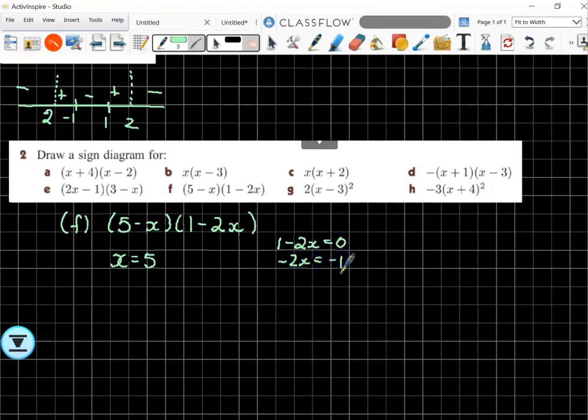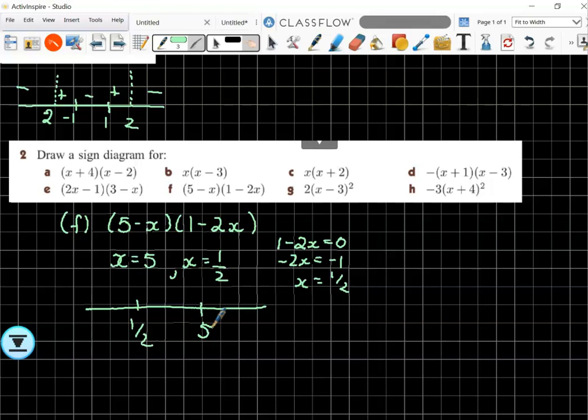The -1 goes on the other side. How do I get rid of a times -2? Divide. So we get x is 1/2. Number line. We pop them in order. So please don't put 5 and then 1/2, right? 1/2 then 5. And we go through there.